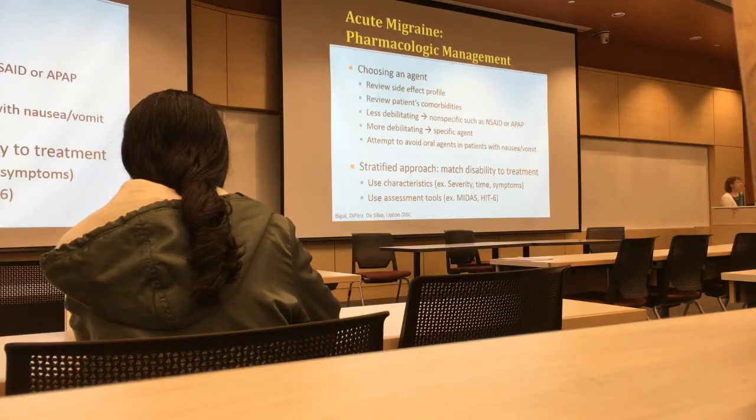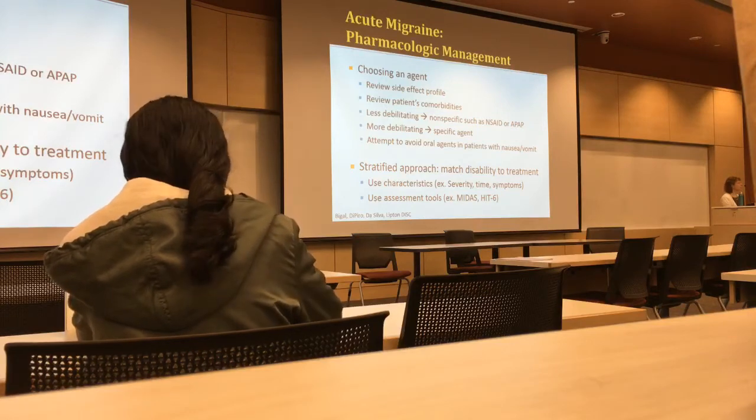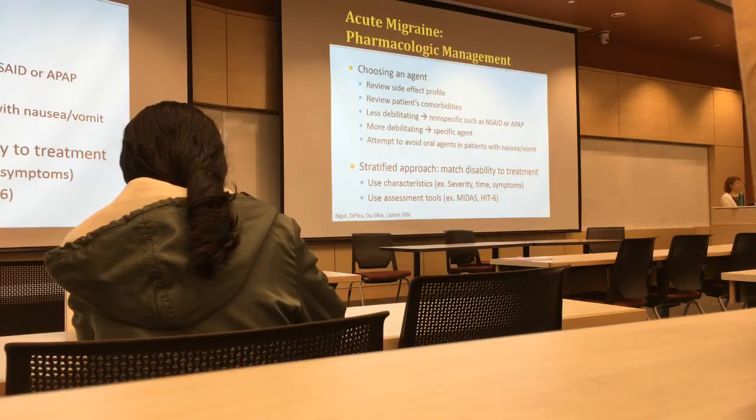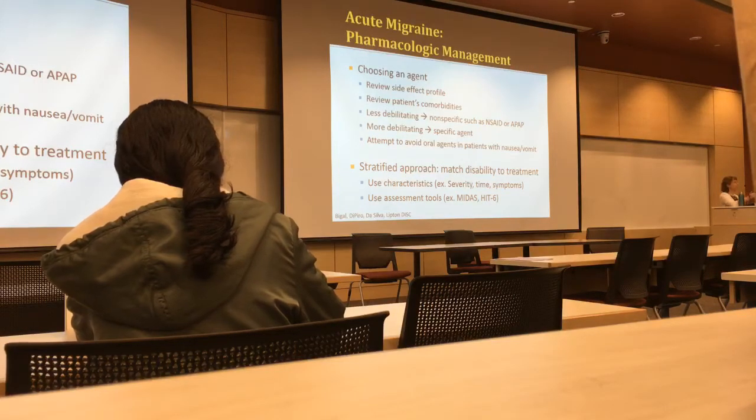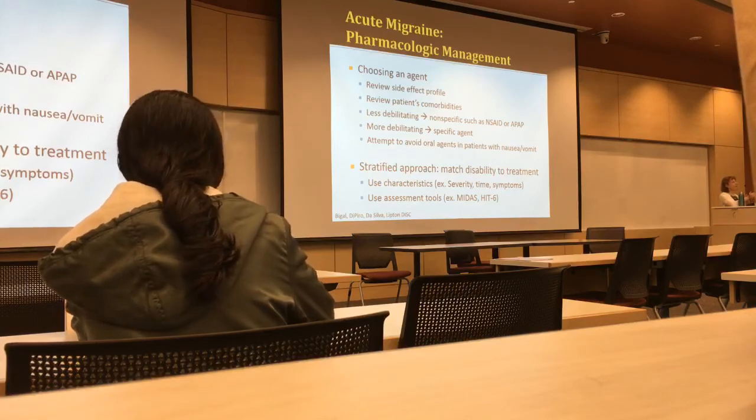How do you choose an agent? You look at the side effect profile, you look at the patient's comorbidities, and for less debilitating headaches, we use our over-the-counter NSAIDs and acetaminophen. Sometimes people really like the combination. Some products work better for some versus others. So for example, in terms of the NSAID, some people feel that Motrin works better for them than naproxen. However, our headache specialist likes naproxen better because he feels it's longer acting and there's less chance of people taking extra doses of it. So you have to work with the patient in finding the right drug for them.